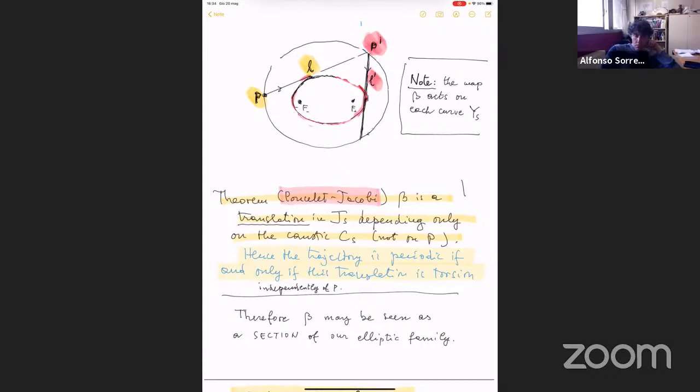So the corollary of this theorem says that the trajectory is periodic if and only if the translation is torsion. And this does not depend on P, on the initial point. It depends only on the caustic. If we perform a billiard trajectory into the same caustic, but with a different starting point, we have periodicity if and only if this happens for a single point, and then it happens for all.